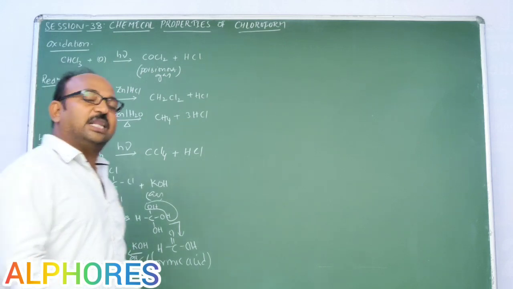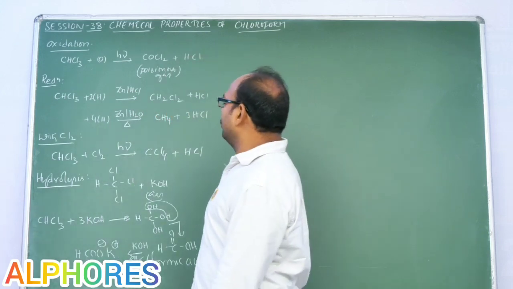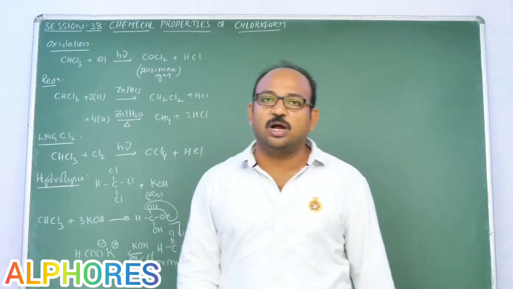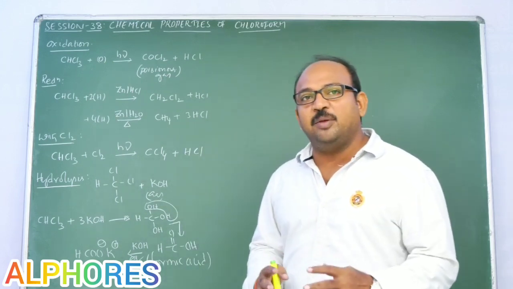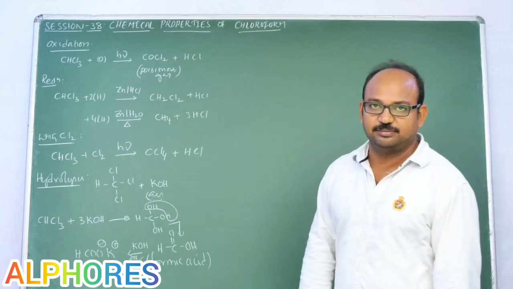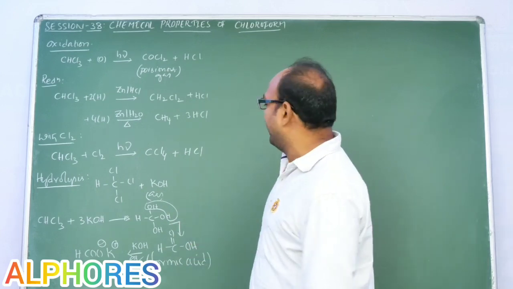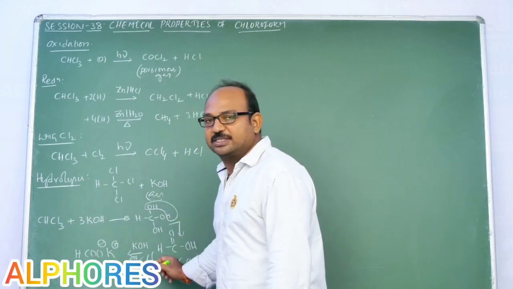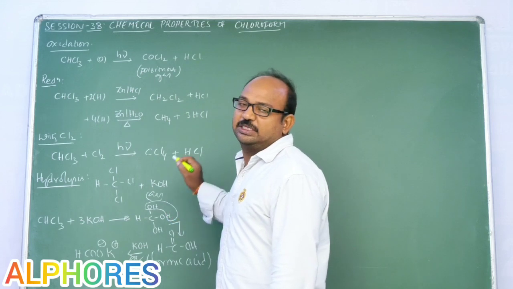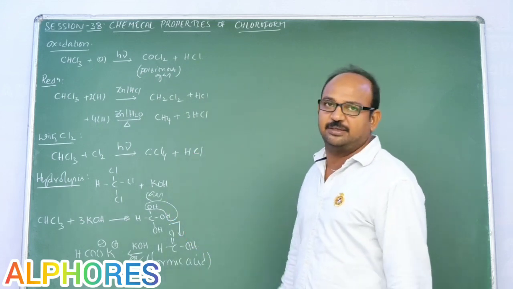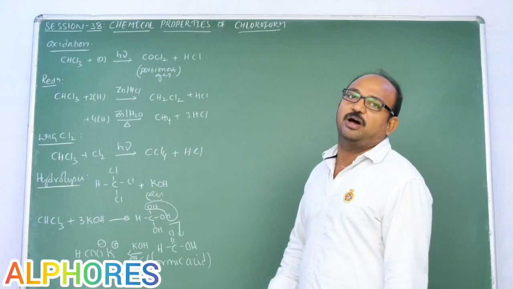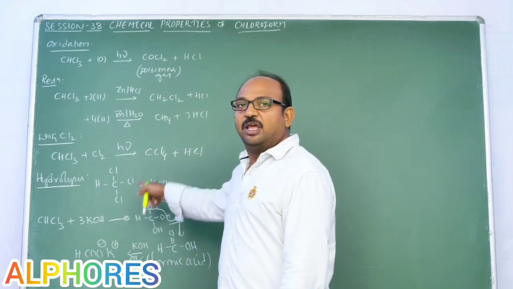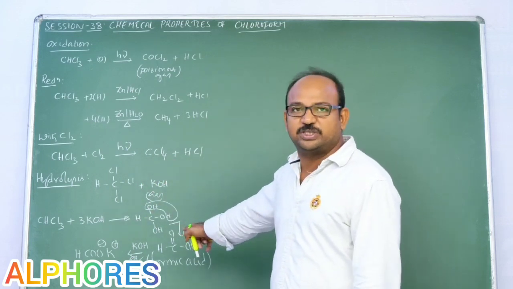Now, generally you will get a question: in order to hydrolyze 1 mole of chloroform, how many moles of KOH are required? Here, for complete hydrolysis, 3 moles of KOH are utilized for formation of formic acid, and after formation of formic acid, 1 more mole of KOH is used for neutralization. That means 3 moles of KOH as substitution.